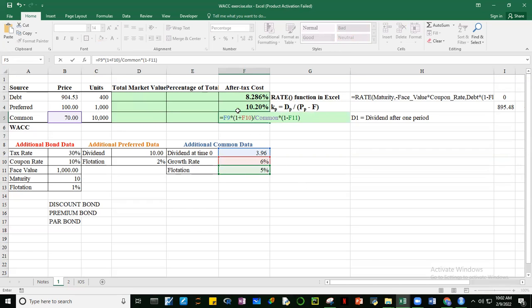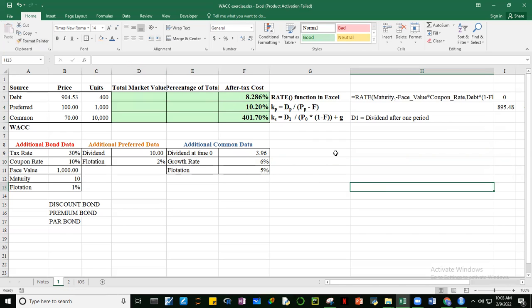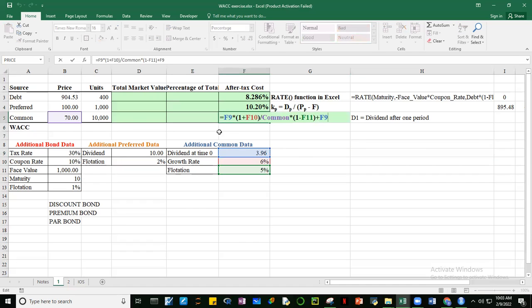So this is your numerator, D1, divided by the price of the asset less your flotation cost, and then we have to add yung G. So D1, so D0 times 1 plus 6%, divided by, dapat ginawa ko itong pinasok ko sa parenthesis para yung buong amount nito divide dito. Okay, so I think this will now be correct.